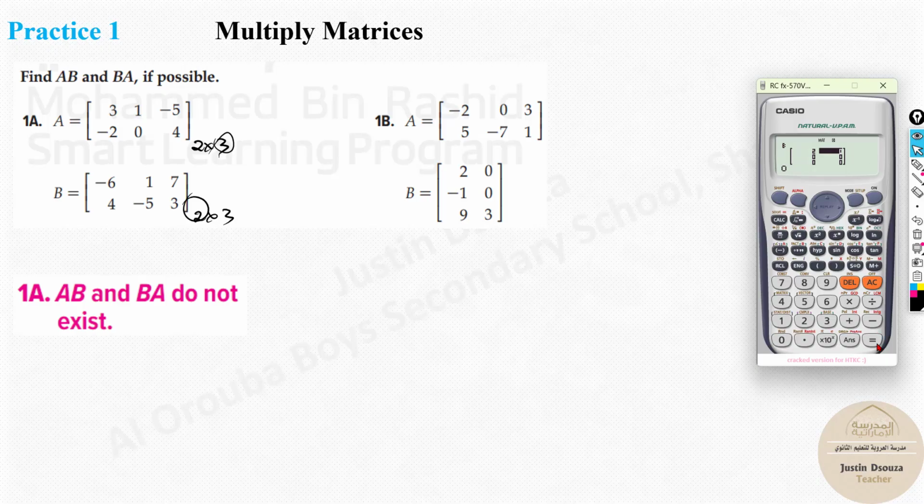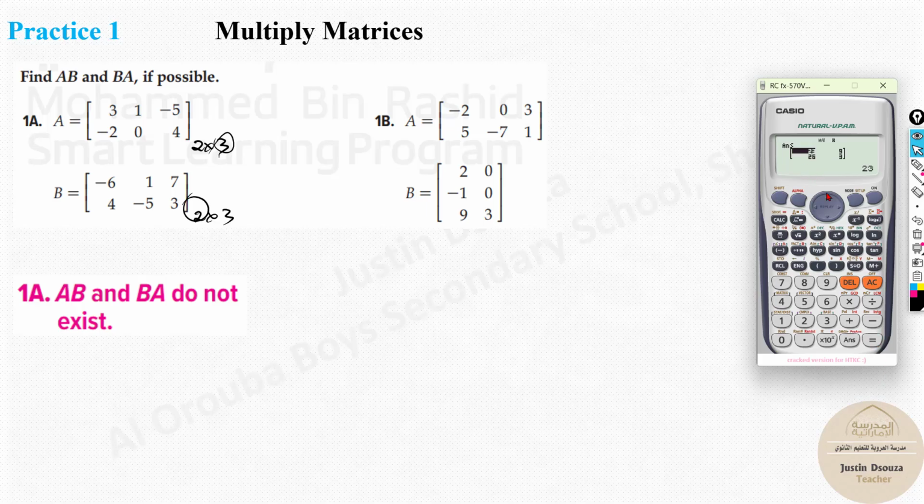2, 0, minus 1, sorry, it's minus 1, 0, 9, and lastly we have 3. And both the matrices are saved. Now all you need to do is shift and press number 4, option number 4, that is matrix, and now type 3 cross is multiplication, shift 4, option number 4. Matrix 1 is this one, already saved. Matrix B is this one, saved.